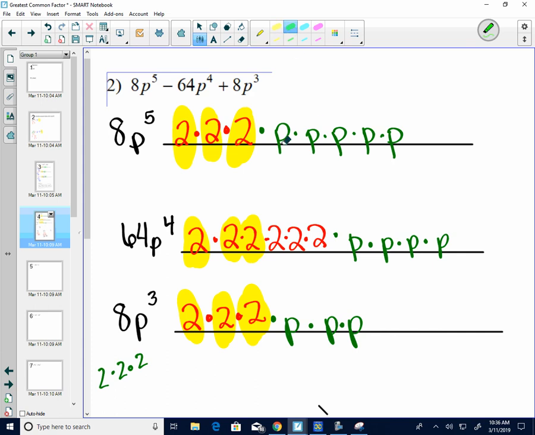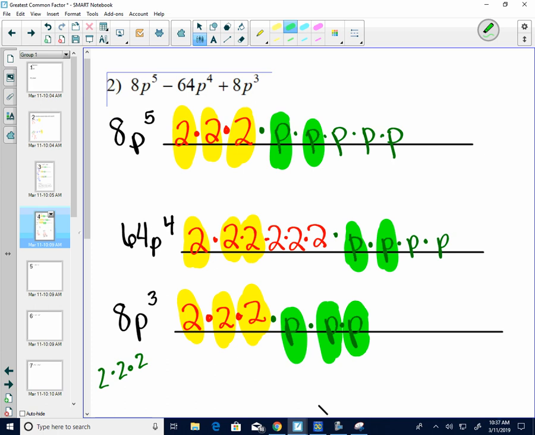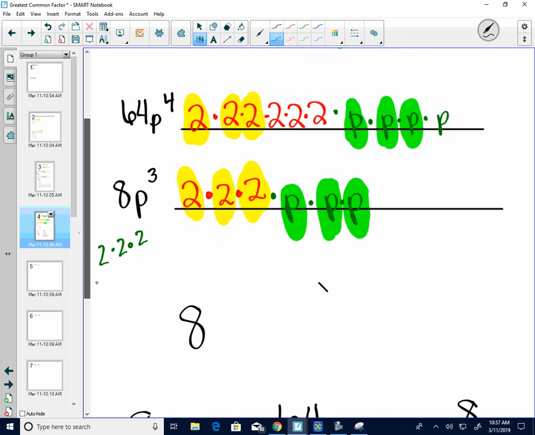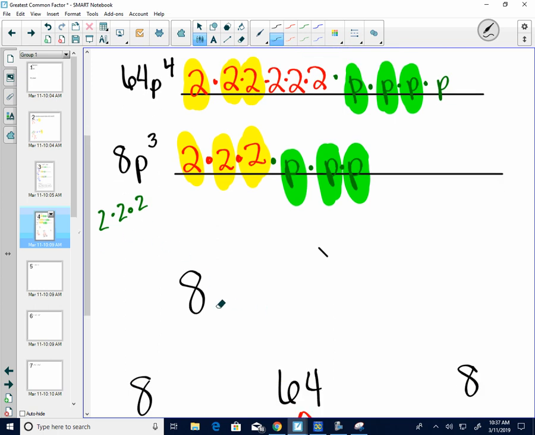And then let's look at how many p's they have in common. Well, they all have at least 1 p. This one has more, that one has another one, so they've all got 2 p's in them. When I look at this bottom one, it has 3, so they've all got 3 p's in them, but no more. They have 3 p's in common. So p times p times p is p cubed. So what they have in common is an 8p cubed.